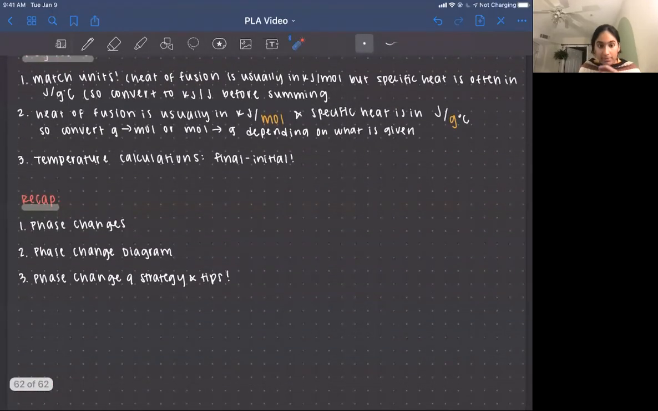Okay, and so just to recap, the three things we covered today were phase changes, the different types of phase changes, the different components of the phase change diagram, and then we looked at a phase change question and we went over some strategies and tips.